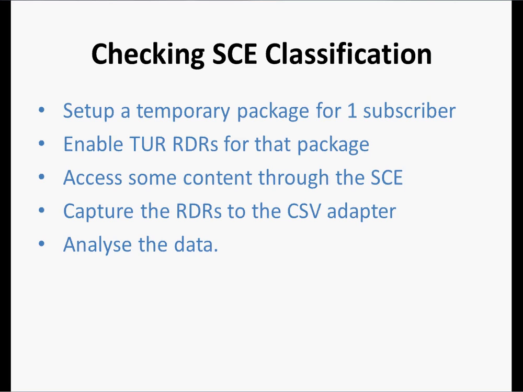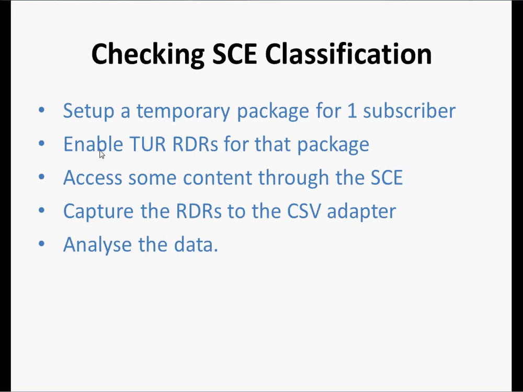This is a video to step you through the SCE classification process. We're going to set up a temporary package for one subscriber. This is really important so that you can differentiate your production traffic from your test traffic. If you don't do this, it can be like looking for a needle in a haystack. We will enable transaction usage RDRs for that package, so it generates the data we need.